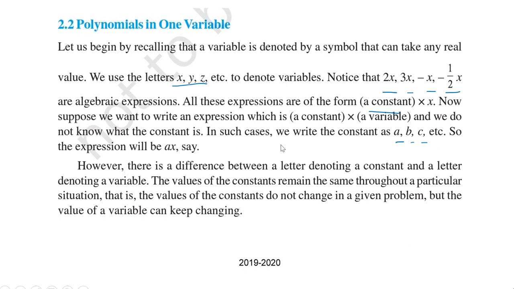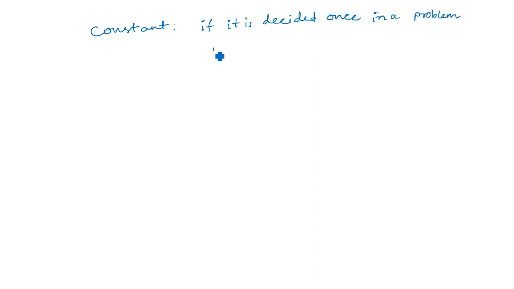Okay, so what is the basic difference between a constant and a variable? The basic difference is that a constant, once it is decided in a problem, won't change its value.